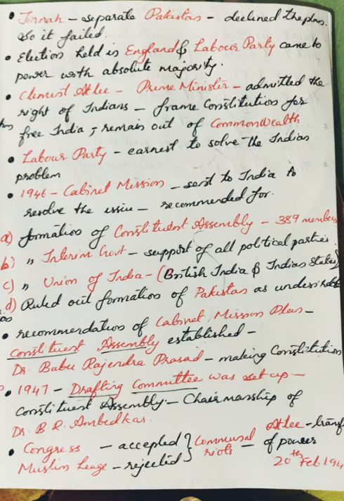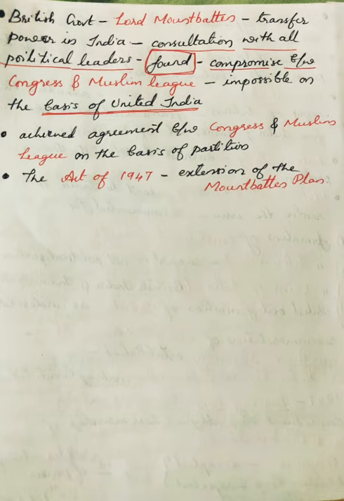Finally, Clement Attlee declared the transfer of power on 20th February 1947. The British government sent Lord Mountbatten to transfer power to India. He held consultation with all political leaders and found that a compromise between the Congress and Muslim League was impossible on the basis of a United India. It just means that it was that difficult for the Congress and Muslim League to reach a compromise on the basis of a United India.